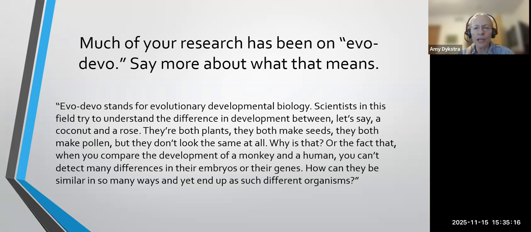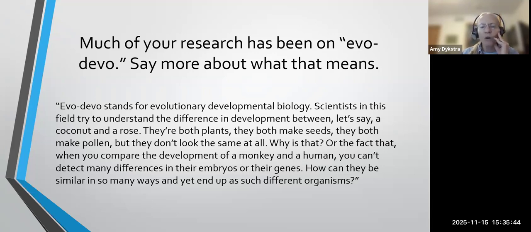Much of your research has been on Evo-Devo. Say more about what that means. So she responds, Evo-Devo stands for evolutionary developmental biology. Scientists in this field try to understand the difference in development between, let's say, a coconut and a rose. They're both plants, they both make seeds, they both make pollen, so there's a lot of similarities, but they don't look the same at all.